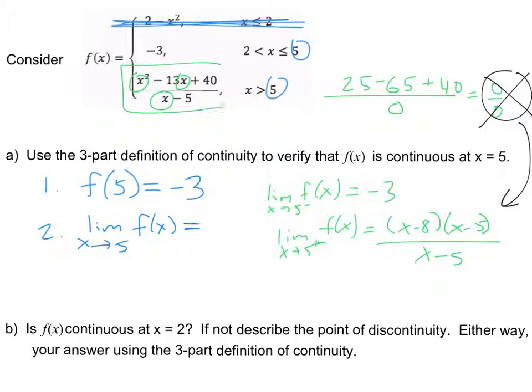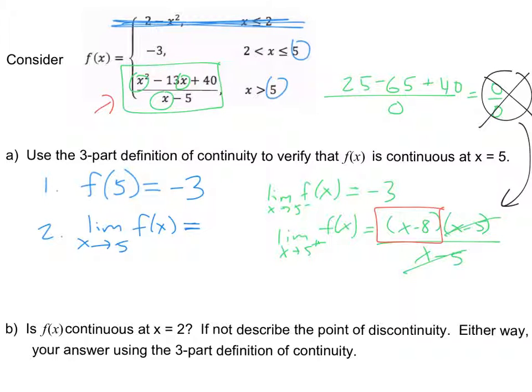That again is me factoring this function. The x minus 5 factors cancel out. I'm down to the limit as x approaches 5 from the right of my function. x minus 8 is my simplified function. So that's the same as the original function at every point except for when x is equal to 5.